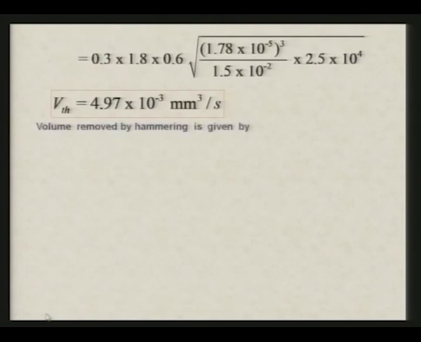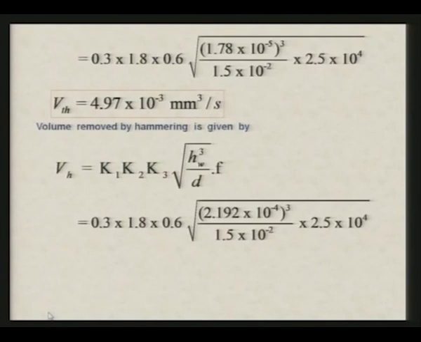Now, volume removed by hammering model can also be found in the same way. This is the equation which we have already derived. Substitute the values of various parameters and constants, then we get volume of material removed by hammering model is equal to 0.2146 cubic millimeter per second, which is much higher than what we get as the volume of material removed by throwing model.